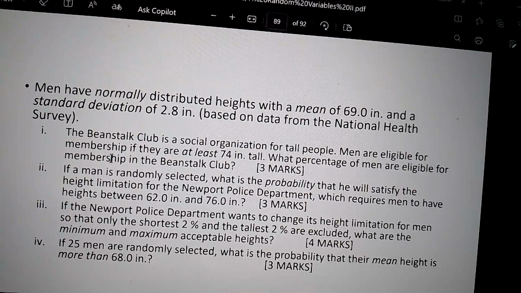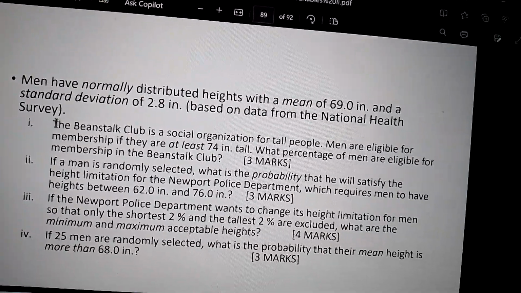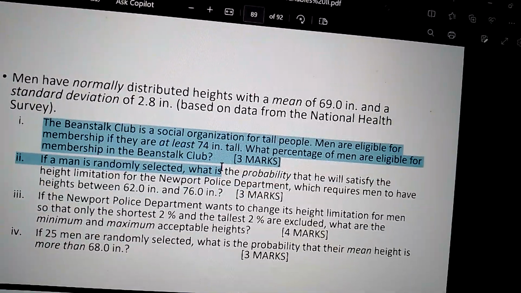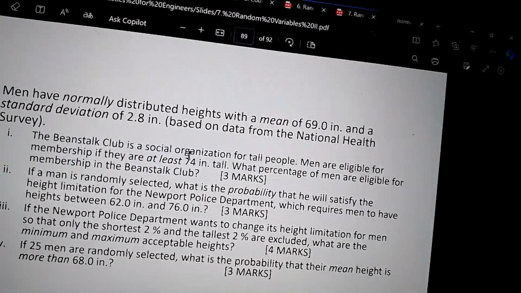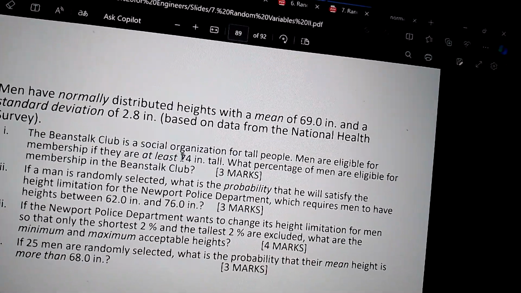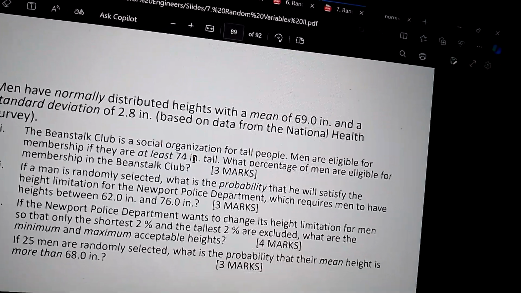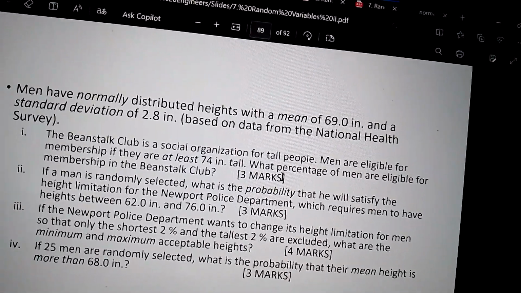We definitely can solve all of them, but let's just pick the first one and see how we'll solve it. The first one says that the social organization requires a height of at least 74 feet. Okay, so at least 74. What's the percentage of men who are eligible?